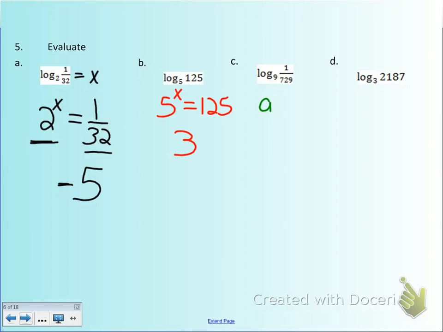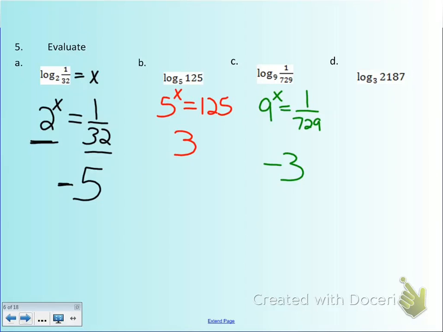Third one, we have log base 9 of 1 over 729. So again, I'm going to rewrite it. So 9 to the x equals 1 over 729. It gets turned into a fraction. So again, that means our answer has to be negative. And 9 to what power is 729? You might not know this one off the top of your head, although it is one of the ones I had you remember at the beginning of the year, and that is to the 3rd power. So our answer is -3.